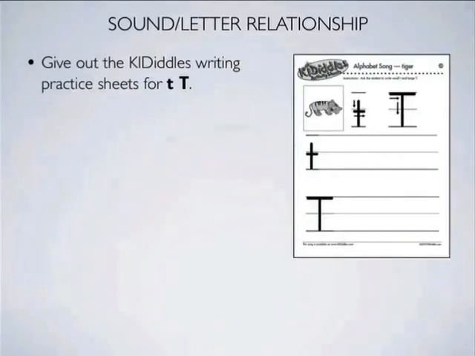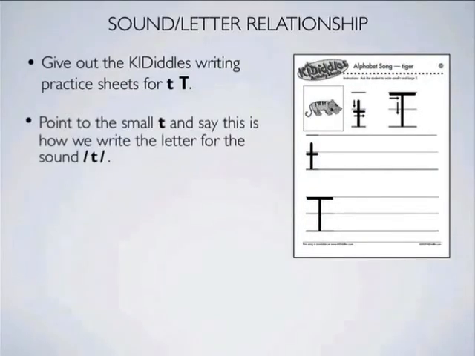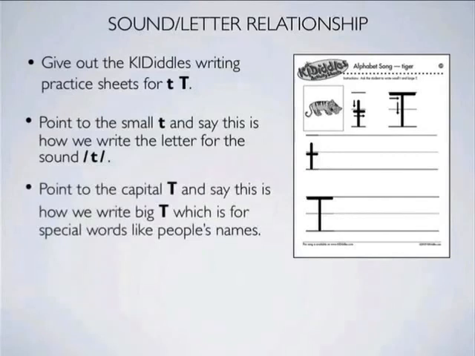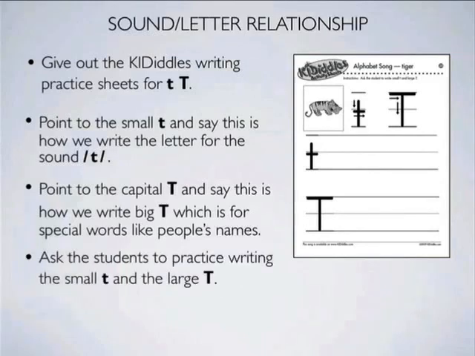Point to the small t and say, "This is how we write the letter for the sound t." Point to the capital T and say, "This is how we write big T," which is for special words like people's names. Ask the students to practice writing the small t and the large T.